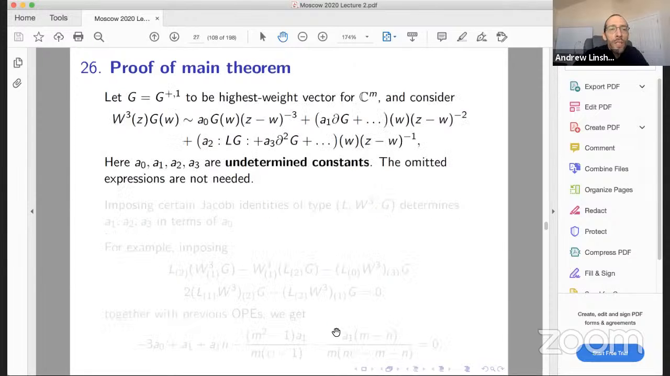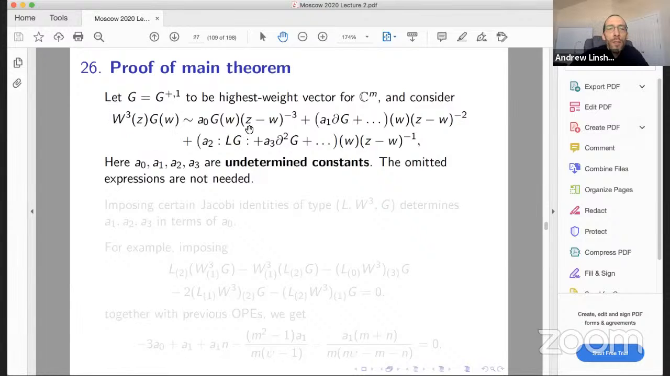So what's more interesting is to consider the OPE of this W3 field in the coset with the G's. And it turns out I don't need all the G's. I only need to work with the highest weight vector. So I'm going to just take G plus 1 to be the highest weight vector, and I'm going to just call it G, and that's the only one I need to use from now on. So let's write down what the OPE of W3 with G can look like.